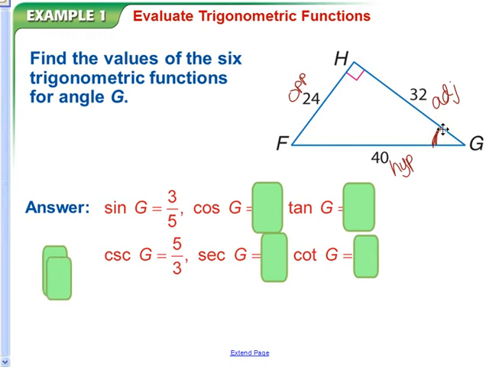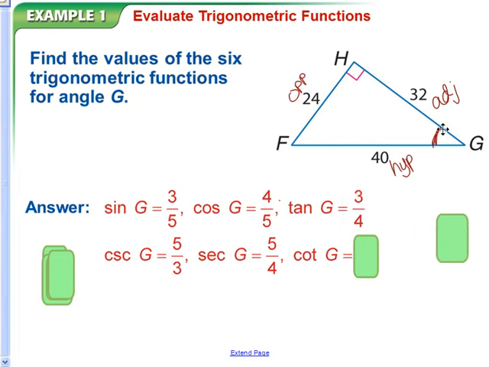Okay, cosine is adjacent over hypotenuse. So that's going to be 32 over 40. Divide each of those by 8. And you get 4 over 5. Secant is the reciprocal, so 5 over 4. Tangent is going to be opposite over adjacent. Again, you can divide both of those by 8. And you get 3/4. Cotangent, the reciprocal, is 4 over 3.